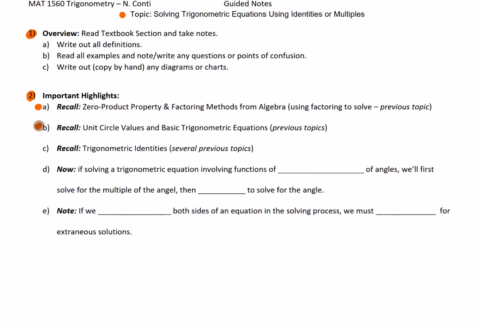Secondly, we're going to recall unit circle values in basic trigonometric equations. Again, in previous topics, we've been doing that. Thirdly, we're going to recall trigonometric identities. Now, this has been really several previous topics, and by now there's quite a body of them that we have to have memorized. There's a couple that we don't have to, as noted in those lessons, but most of them involve quite a bit of memory.